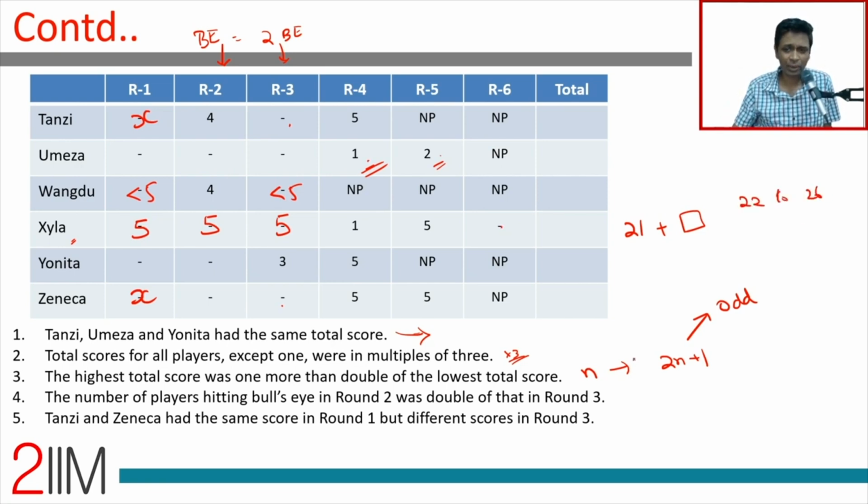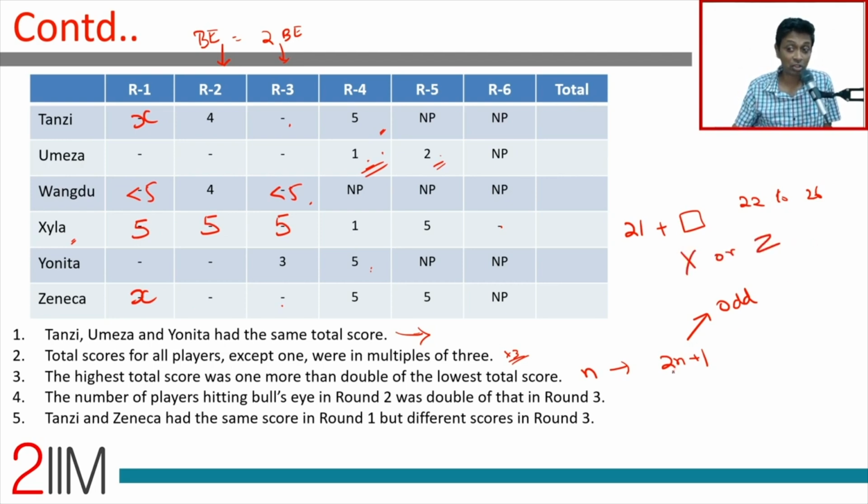Right? If it were not Xyla, Tanzi could not have got even to 20. Tanzi and Umeza and Yonita are the same. Wangdu has not got any bullseye. You can get to 12 maybe. Zeneca is possible. Can Zeneca be higher than Xyla? Because Zeneca has 4 5s, 20. She could end up with 23. And Xyla could end up with 22. So Zeneca could be the highest. So X or Z could be the highest.